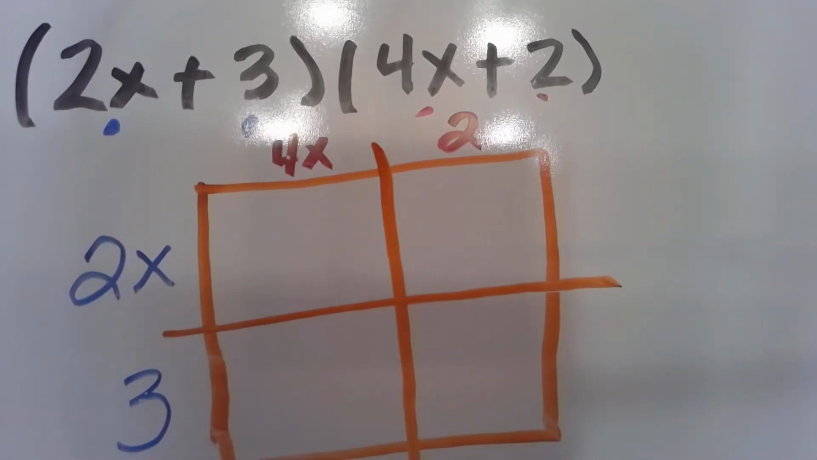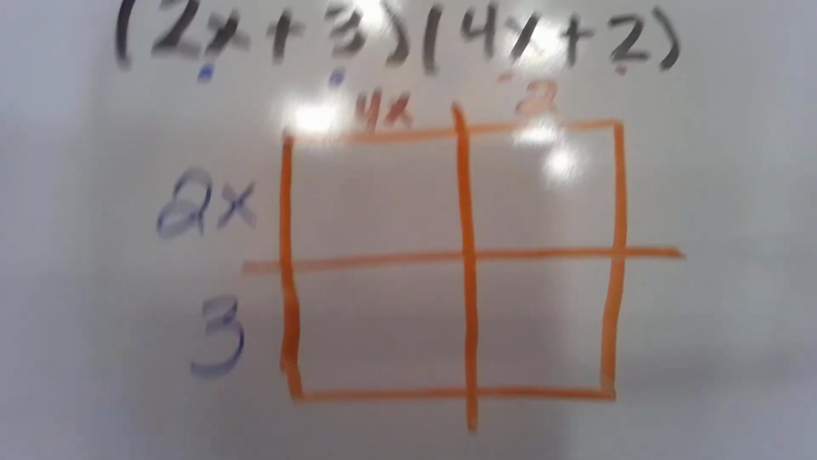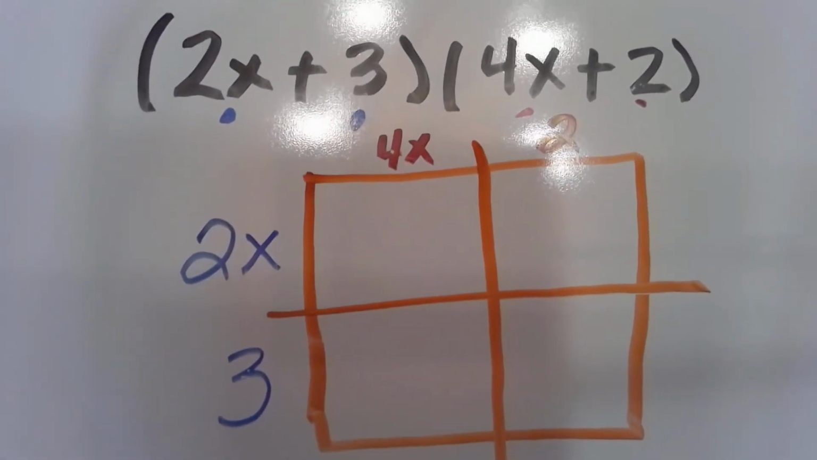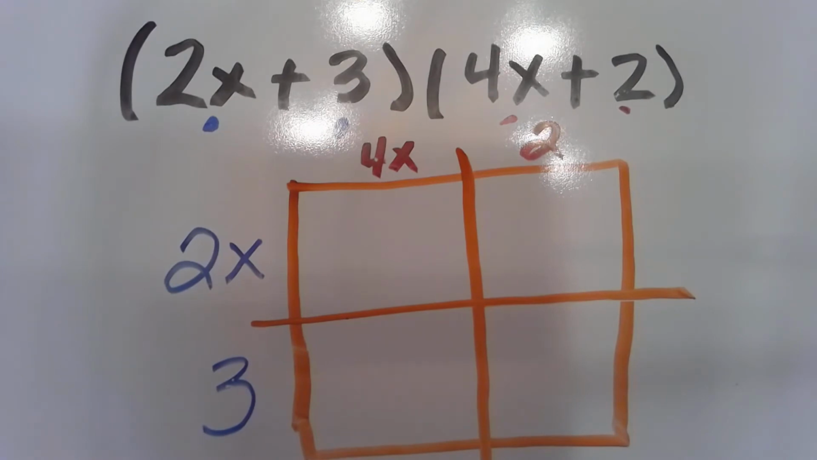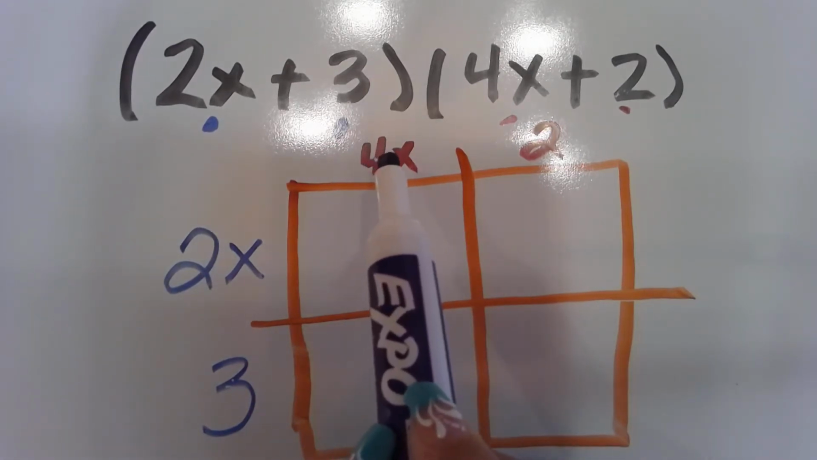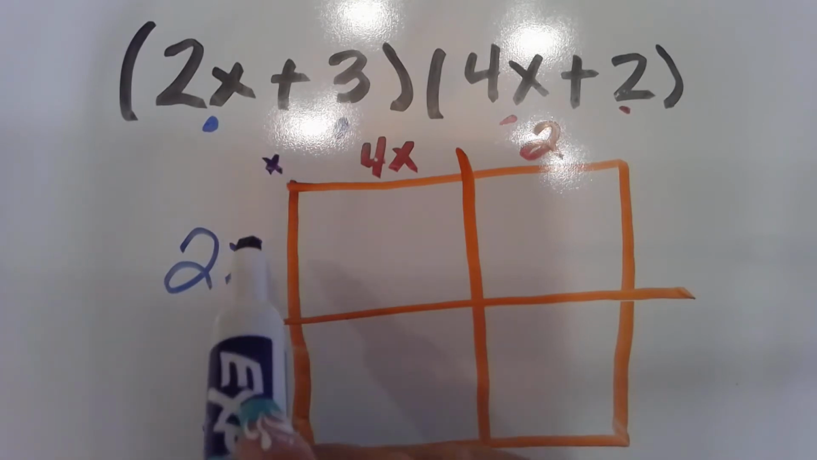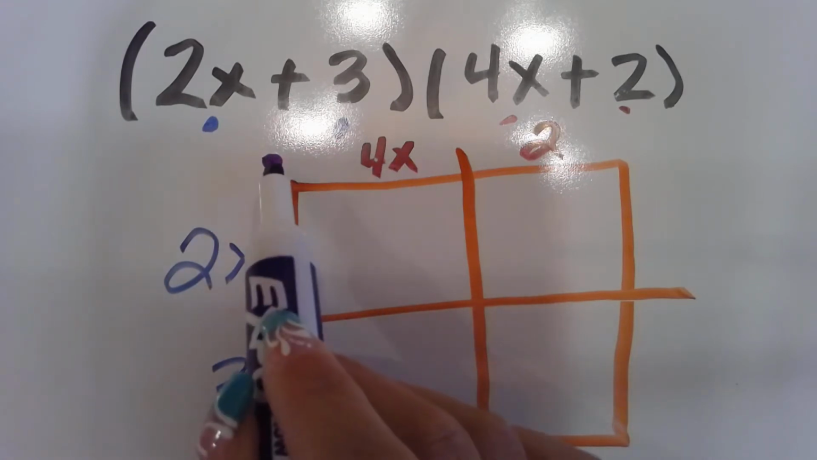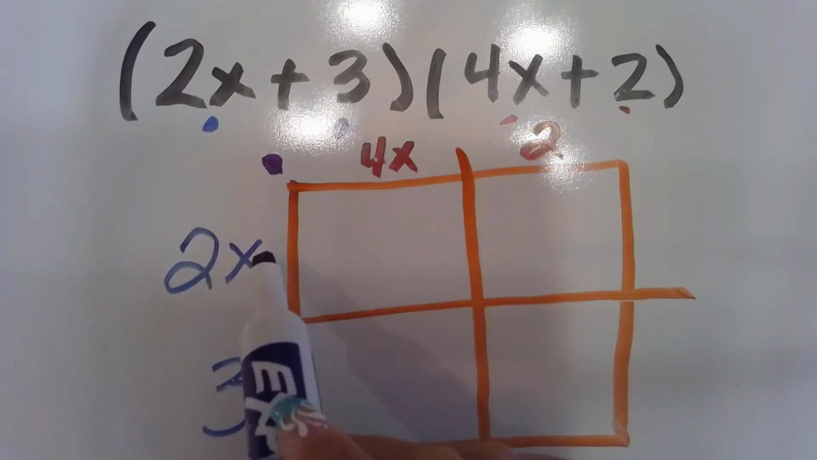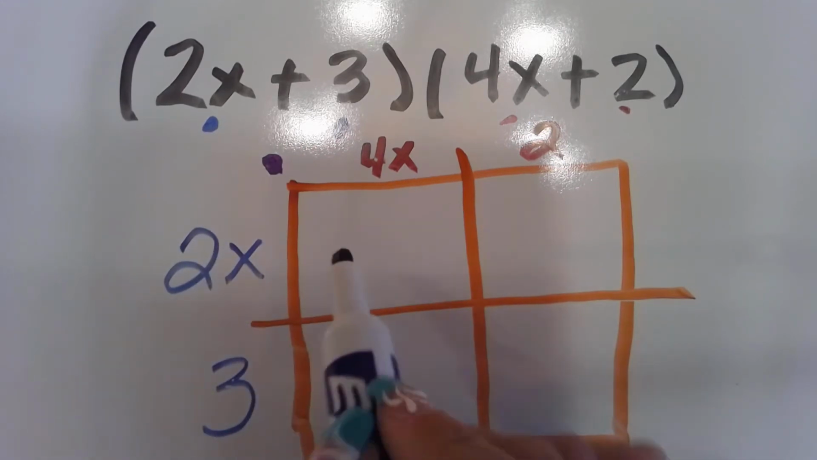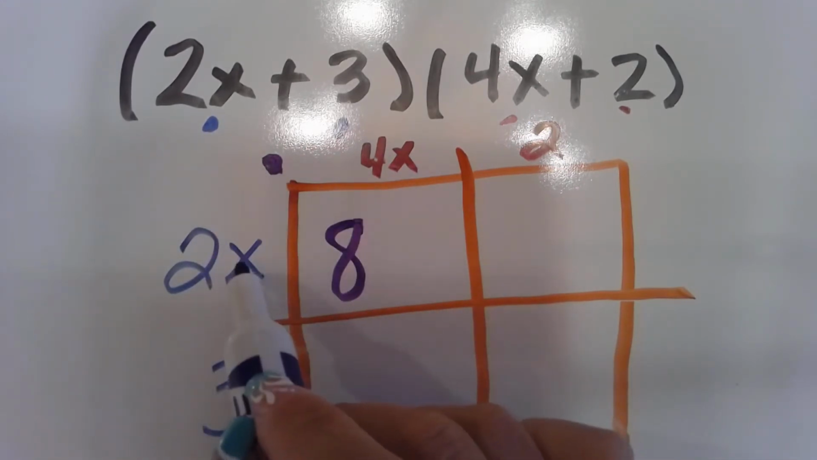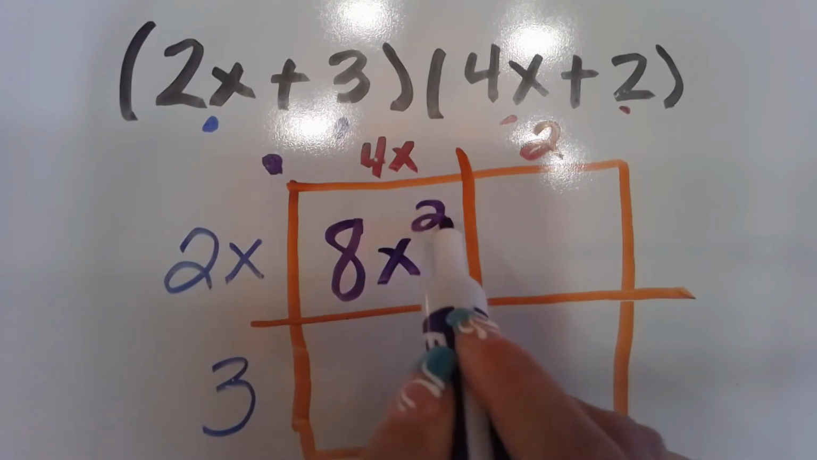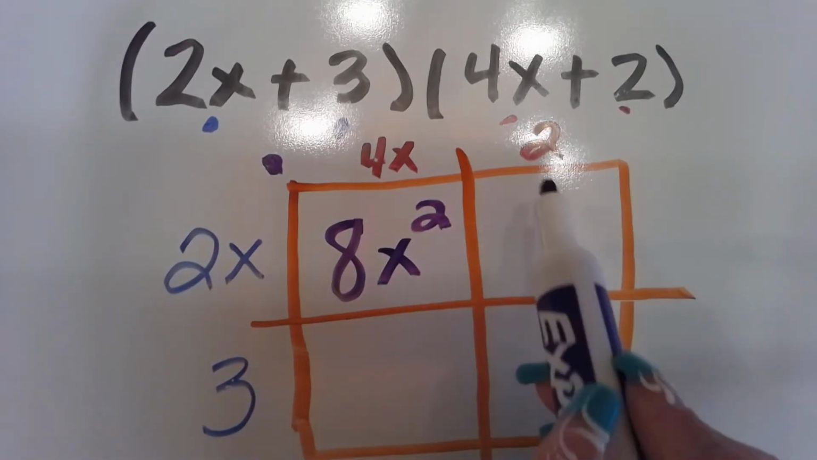Okay? So now, because we are multiplying, we're going to be multiplying all of these. Okay? I'm going to show you what I mean by that. So, we need to multiply, and sometimes if you want to put a little multiplication sign there or a little dot so you remember, we're multiplying. So we're going to say 4x times 2x. So 4 times 2 is 8, and x times x is x squared.